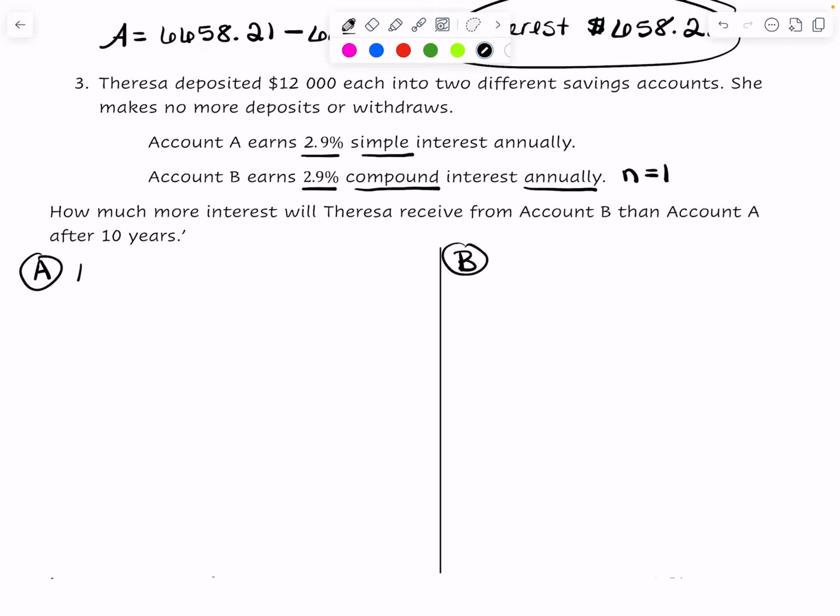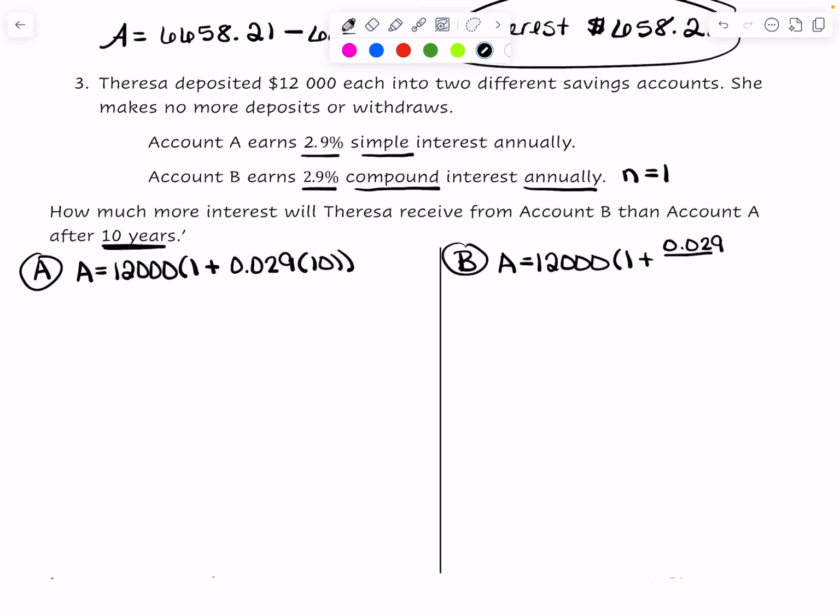So simple interest will give us A equals 12,000 times 1 for 100% of the money back, plus the interest that they offered, which is 0.029 times the number of years that it's going to be in there, which is 10. Okay. Our compound interest equation is A equals 12,000 times 1 plus 0.029 divided by 1 time per year, to the power of 1 times 10 years. All right, so we've got to plug those into our EOC calculator to get our value.